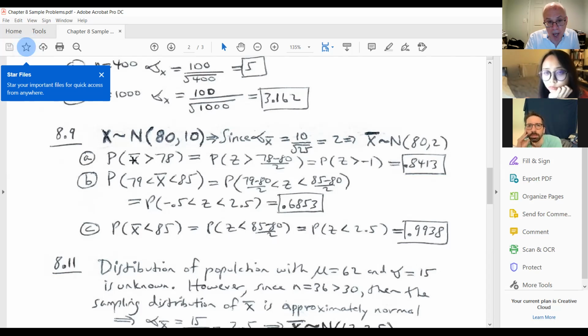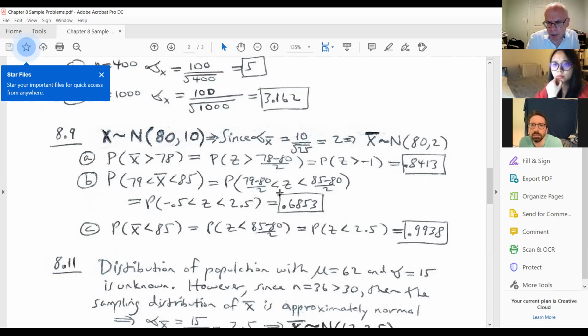Notice if this problem was the probability of X greater than 78, we'd get a different answer, wouldn't we? Because if X, instead of X bar, is greater than 78, that means we're selecting one individual from the population. Therefore, to get the Z, we would have subtracted 80 and then divided by 10, and we would have gotten a Z of -0.2. Is that right? Yes, I believe that's right. -2 divided by 10 would be -0.2. You get a different answer.